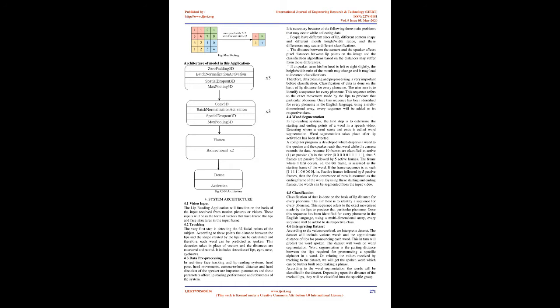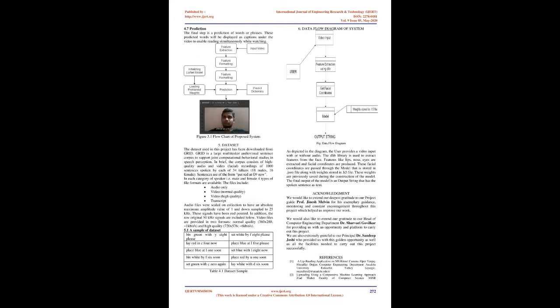4.3 Data pre-processing. In real-time face tracking and lip reading systems, head pose, head movements, camera to head distance and head direction of the speaker are important parameters, and these parameters affect lip reading performance and robustness of the system. It is necessary because of the following three main problems that may occur while collecting data. People have different sizes of lip, different contour shape and different mouth height/width ratios, and these differences may cause different classifications. The distance between the camera and the speaker affects pixel distances between lip points on the image, and the classification algorithms based on the distances may suffer from those differences.